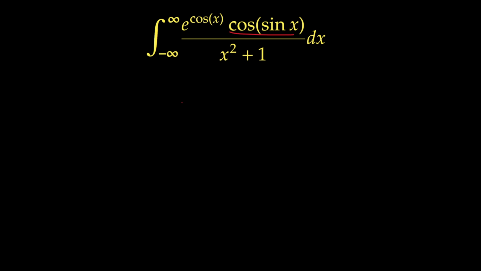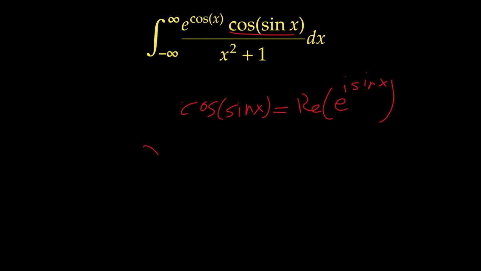So one thing we can actually note is that cosine of sine of x is actually just going to be equal to the real part of e to the i sine of x right here. Because by Euler's formula, the real part of that is just going to be cosine of sine of x, and then the imaginary part would be i sine of x. I'm not stuttering, this is the actual function.